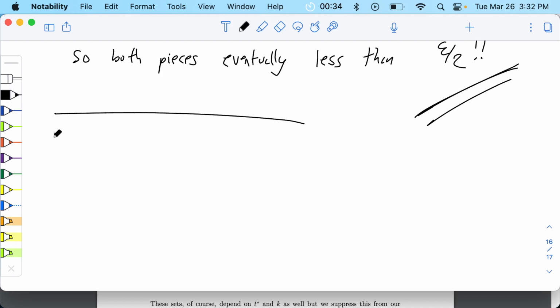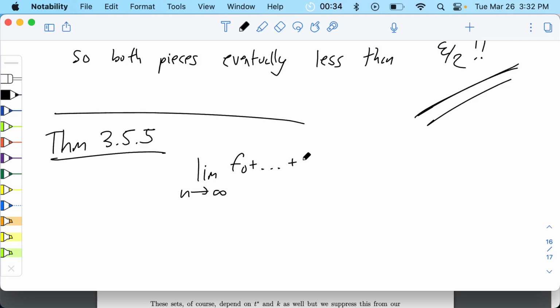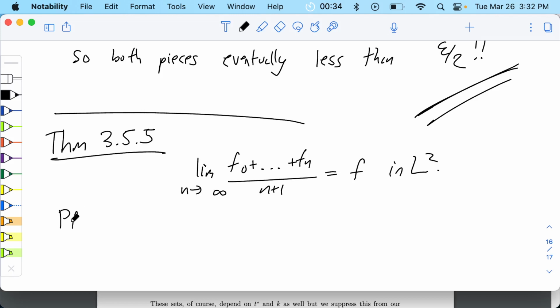Oh yeah, theorem 3.5.5. The limit as n goes to infinity of f0 plus dot dot dot plus fn over n plus 1 equals f in L2. The theorem I told you is slightly different, but it's essentially this, and the proof is quite simple.